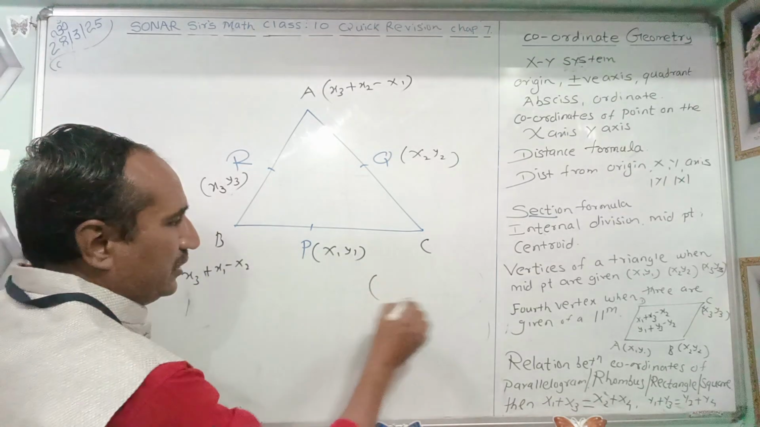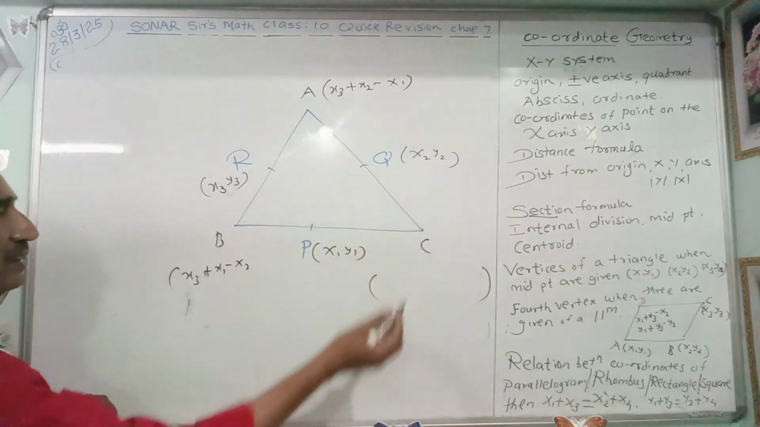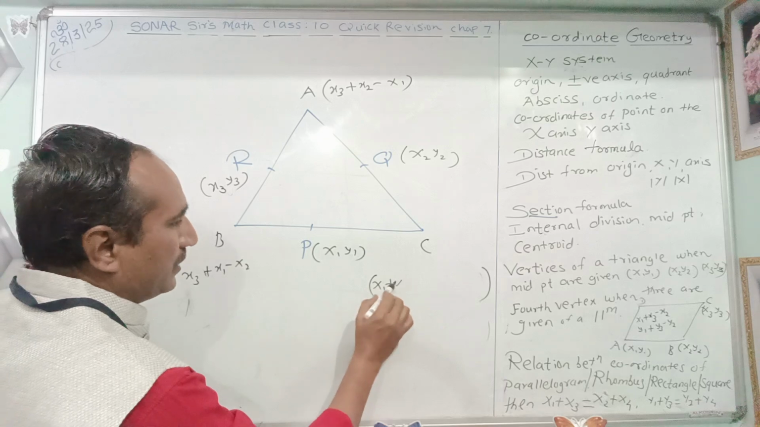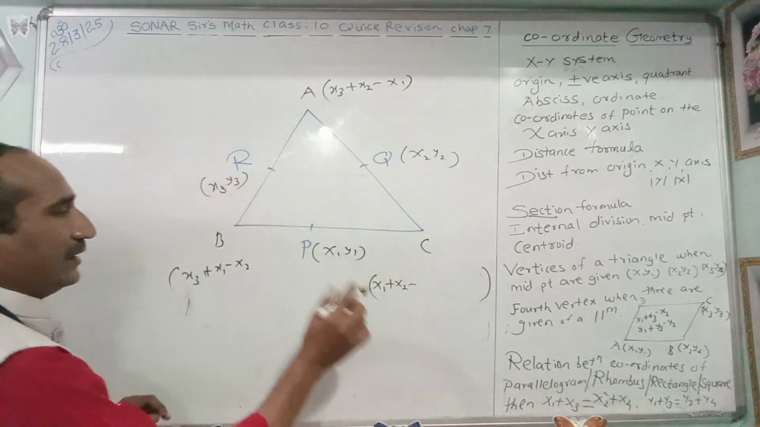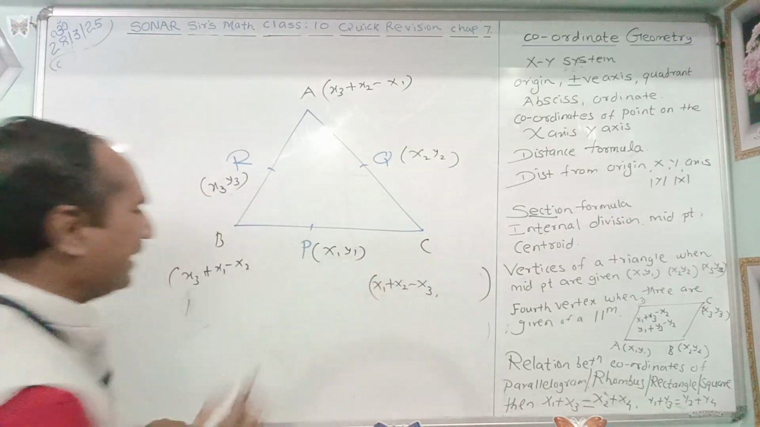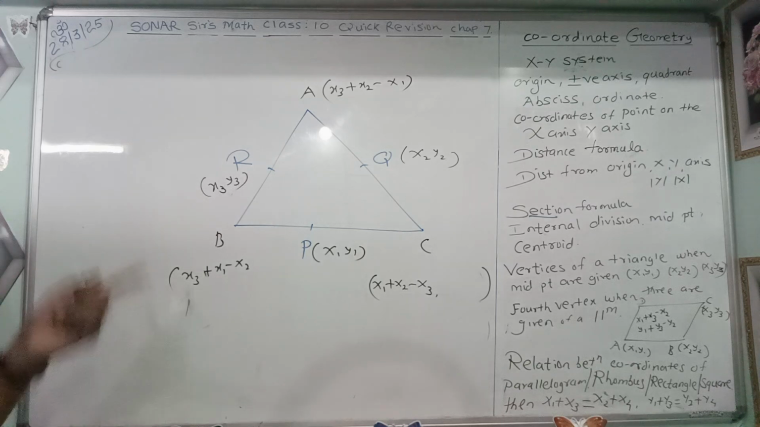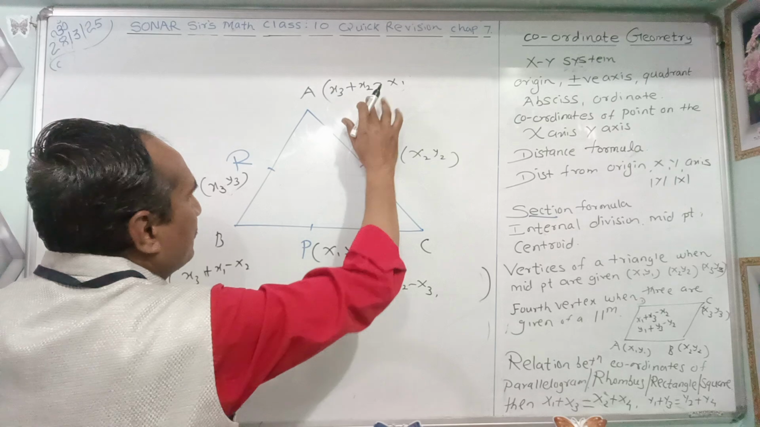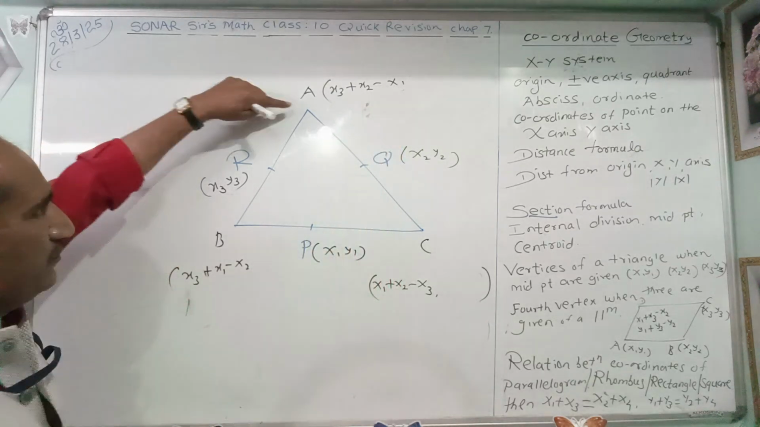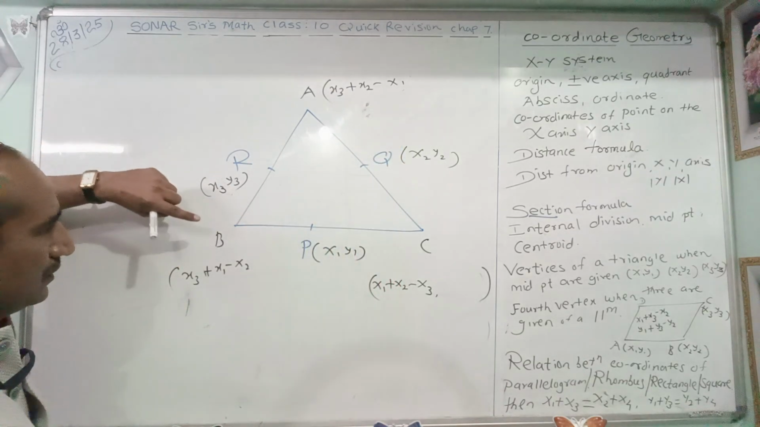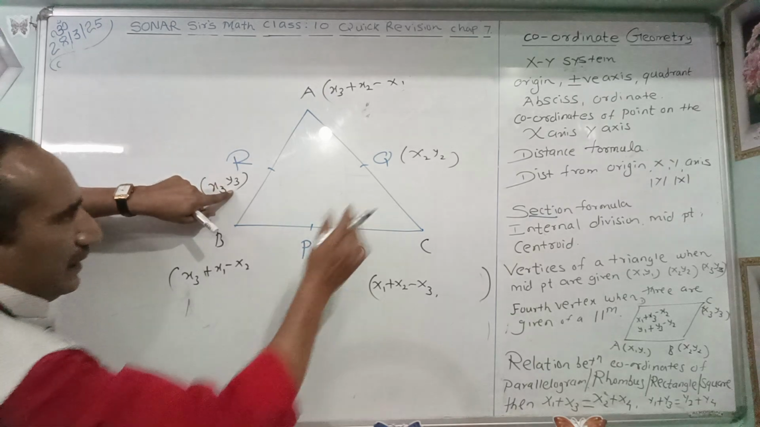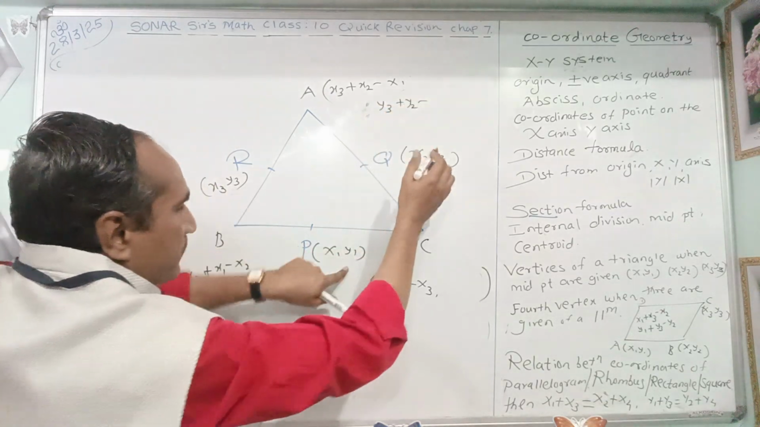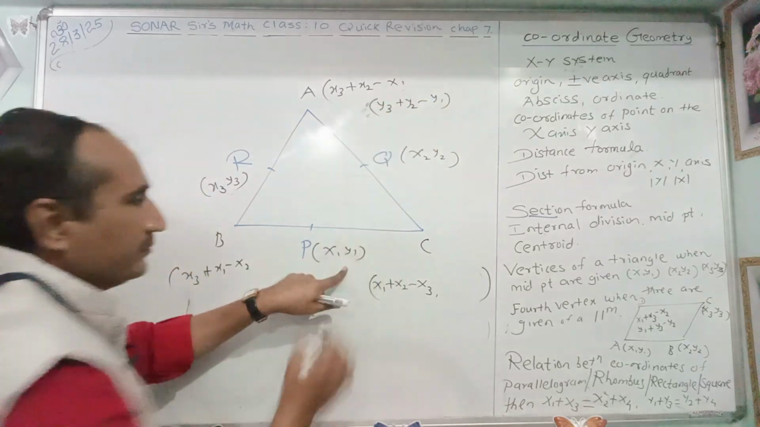Again for C, we'll first find the x coordinate, then we'll go for the y coordinate also. Here x1 plus x2, we have to subtract x3. So this is the x coordinate. What about y? The same trick is there for the y coordinate. We'll add the two points y3 and y2, so y3 plus y2 minus the front one, y1.